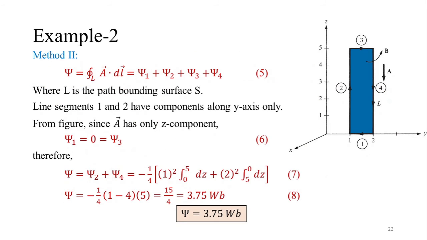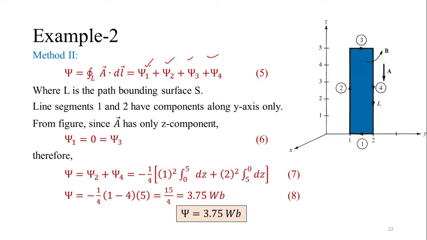Method 2: you can use ψ equal to the closed integral of A dot dl, that is, the flux of each and every line. Here the path L is bounding the surface. This is the surface, and the path covers this entire thing. So you have four different sections, and each section has its own flux: ψ1, ψ2, ψ3, and ψ4.